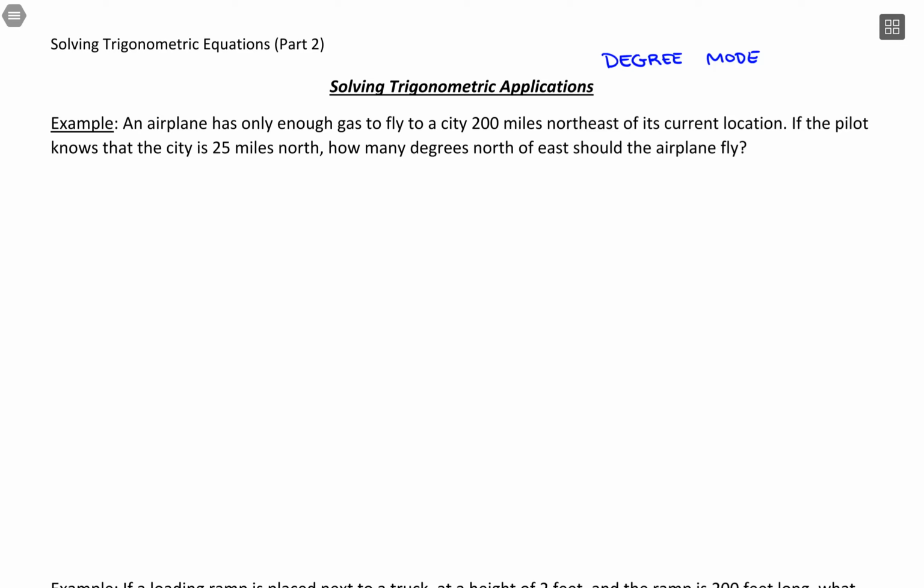All right, we have an airplane. It only has enough gas to fly to a city 200 miles northeast of its current location. If the pilot knows that the city is 25 miles north, how many degrees north of east should the airplane fly? So the pieces we have here, we're going 200 miles northeast of our current location. We know it's 25 miles north. And what we want to find is how many degrees north of east are we flying?